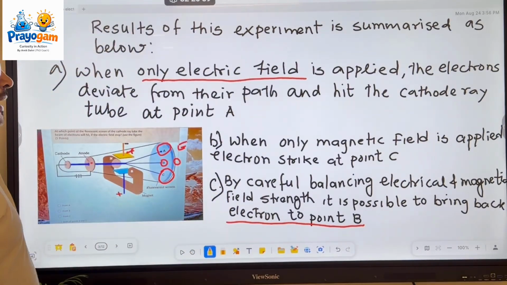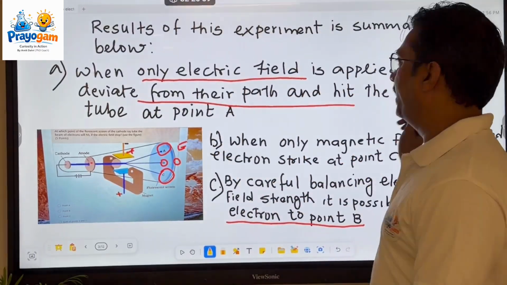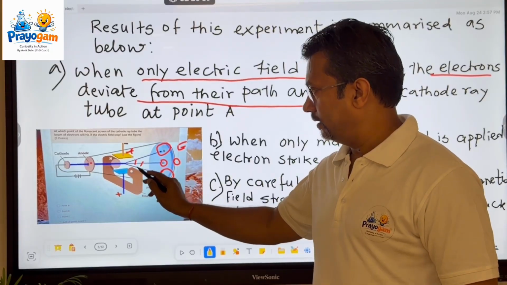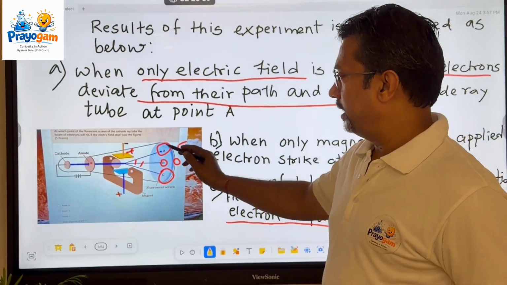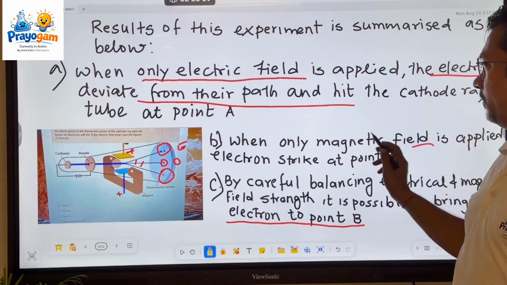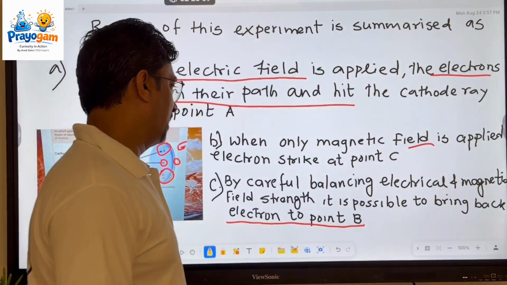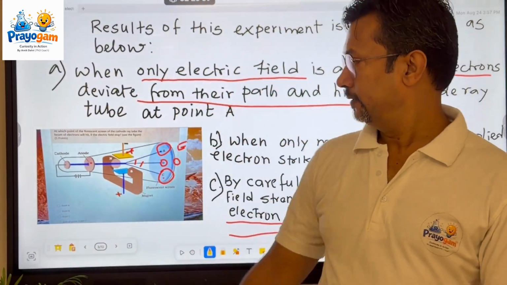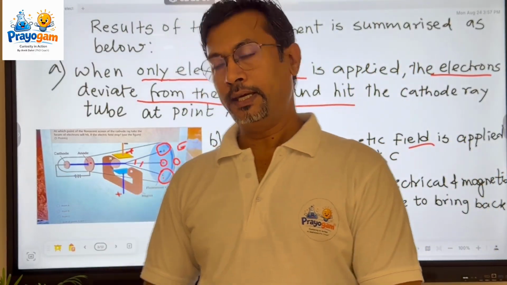When only electric field applied, the electron deviates from its path and hits the point A. This is the deviation. This is the deviation angle, right? By which, how much angle the rays deviate, right? So this was the deviation. So when electric field is applied, point A, when only magnetic field is applied, C, and by careful balancing the electric and magnetic field, it brings back the electron at point B. Clear बच्चों? Clear? कोई doubt इसमें? Good.